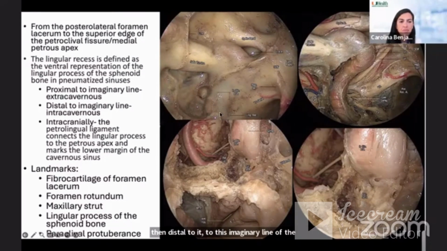And then intracranially, if you think about that, the petrolingual ligament is going to connect the lingular process to the petrous apex and marks the lower margin of the cavernous sinus. So you have to think about what this lingular recess here corresponds to intracranially, and that's the lingular process. And intracranially, we'll see the petrolingual attachment, and that really marks the entry of the carotid artery into the cavernous sinus.